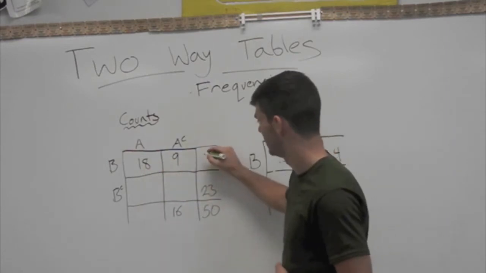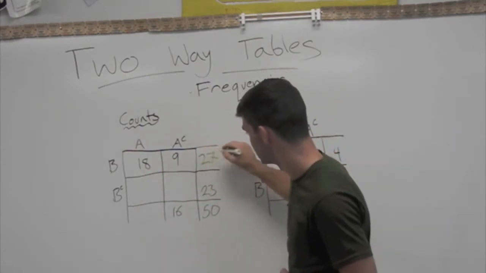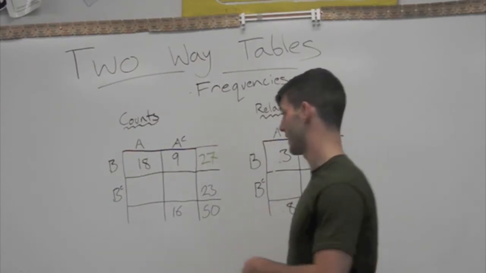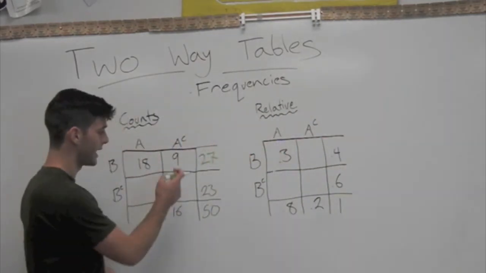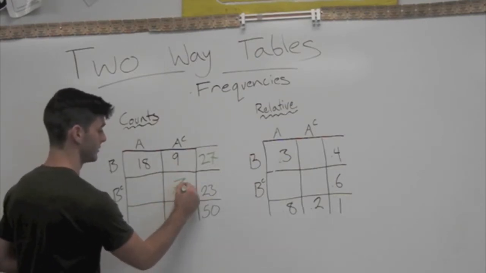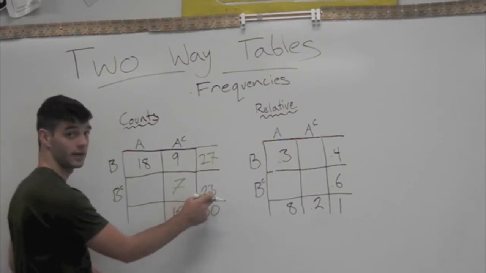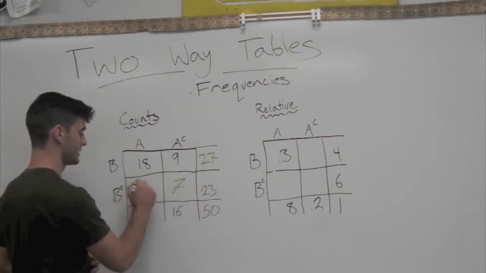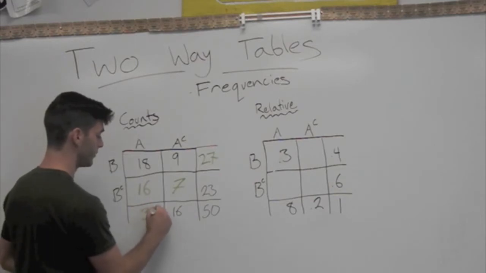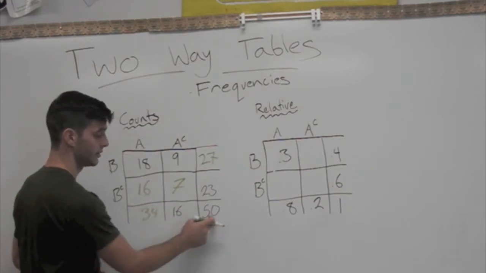18 plus 9 equals 27. 27 plus 23 equals 50. It means we're on the right track. Next, we know that 9 plus something has to equal 16. We know that's 7. Then, we know that 23 minus 7 equals 16. And these two are going to add up to be 34. And 34 and 16 also add up to 50.